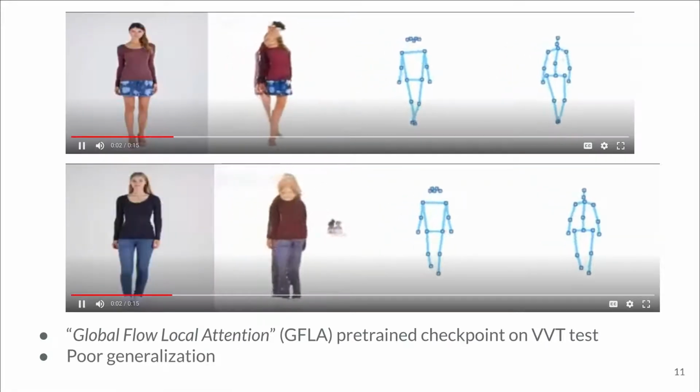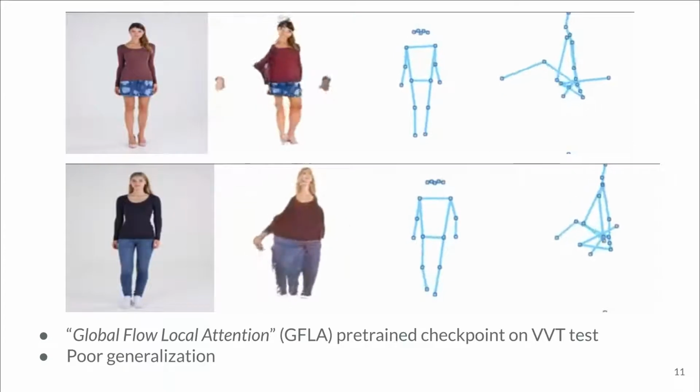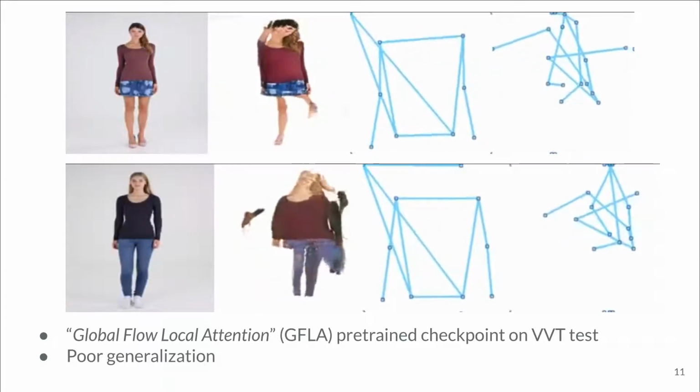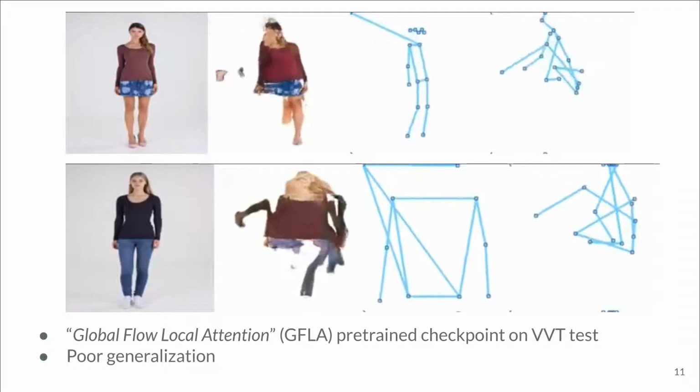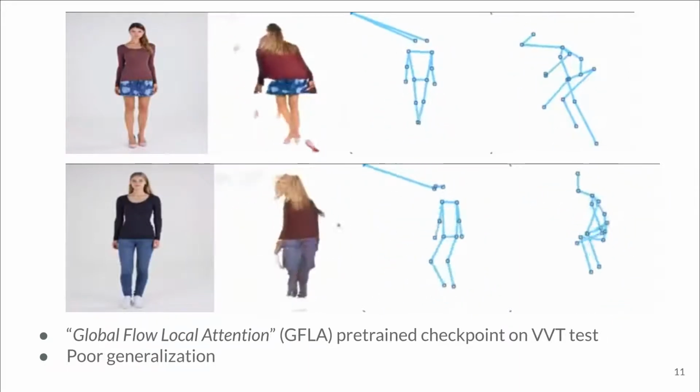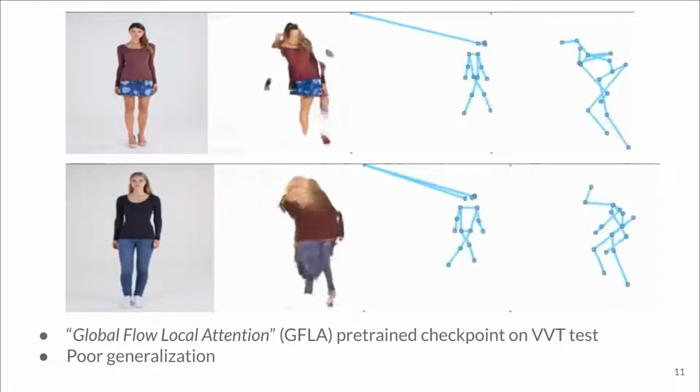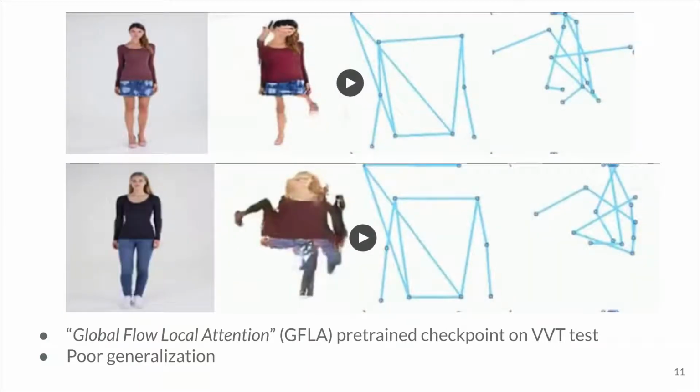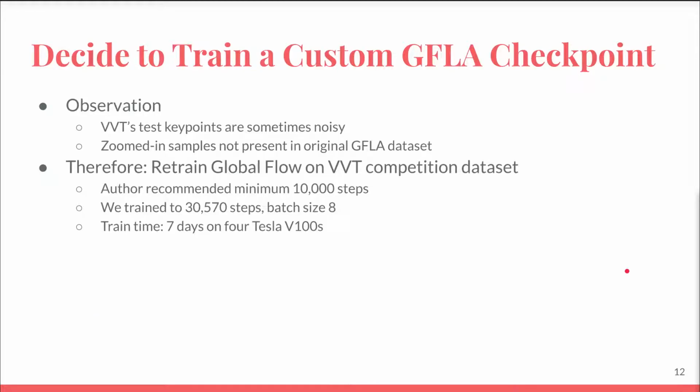Unfortunately, when we tried this repository on the VVT test set, it did not produce very clean results. As you can see, the result is not following the pose guidance very well, nor is the person even a person. So why did this happen? Well, we observed that some of the key points in the VVT dataset are sometimes noisy, especially for the zoomed-in samples. Furthermore, the original global flow checkpoint was not trained on these zoomed-in samples, so we can't expect it to generalize to these views.